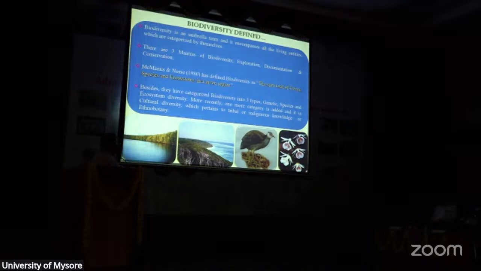And besides this, what happens? Yesterday we saw that three categories have been made: genetic, species, and ecosystem diversity, which are otherwise known as intercommunal diversity as well as landscape diversity. Some people categorize it as alpha diversity, beta diversity, gamma diversity. These are the four important categories which were made earlier.